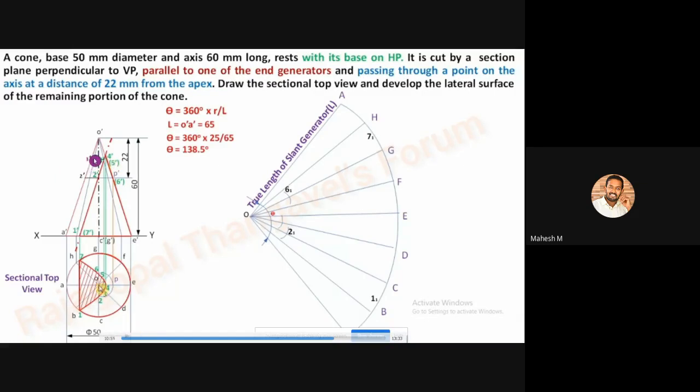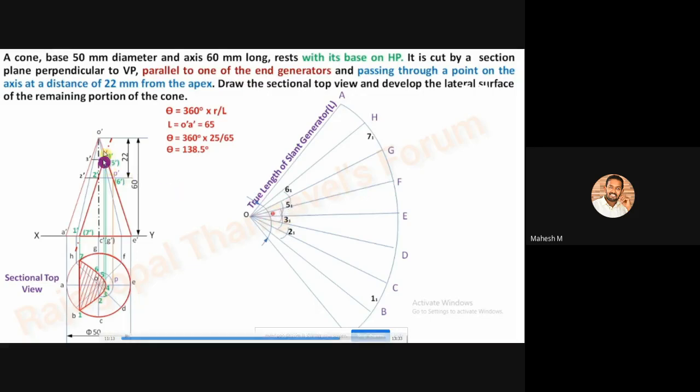Similar to that, it is a value of 3 dash to 5 dash. So with the same dimension, you can mark the fifth point. So the fifth point is available on O2F. So from this particular line, you can mark the fifth point.